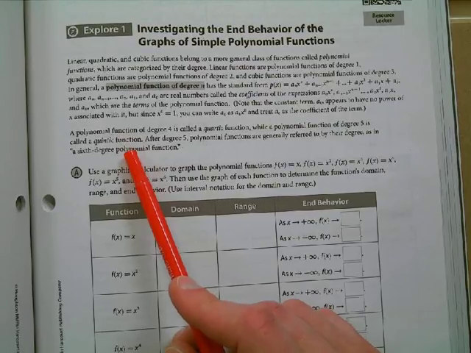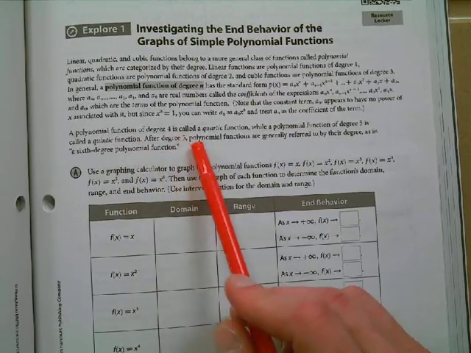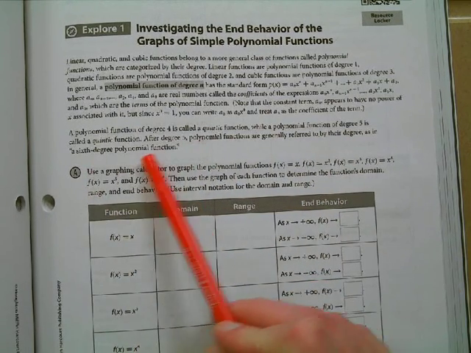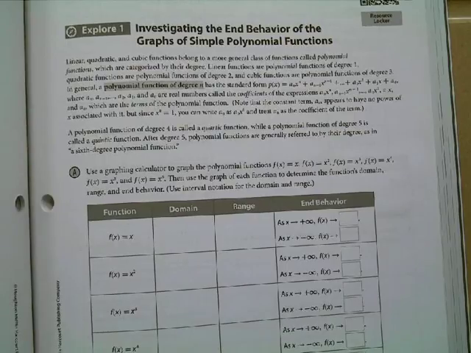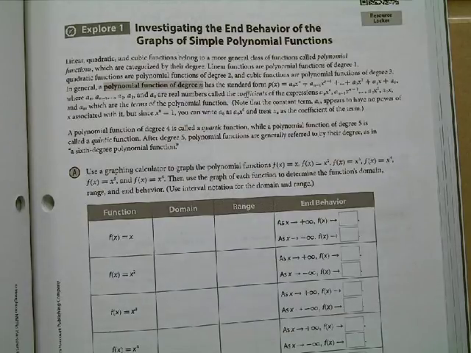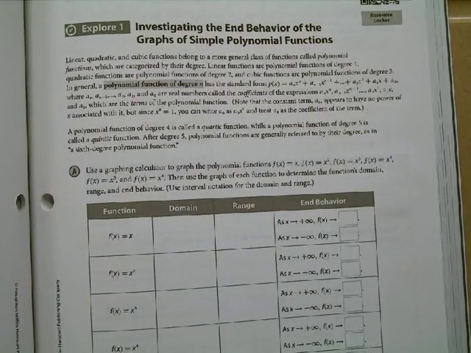Anyway, after degree 5, polynomial functions are generally referred to by their degree, as in a 6th degree polynomial function. Okay, so you don't really have a name for it after a 5th degree. And really, 4th degree, like a quartic and a quintic, you rarely hear those terms used either. But they're there, so I guess this book uses it. So anyway, we're going to use a graphing calculator to graph these polynomial functions.